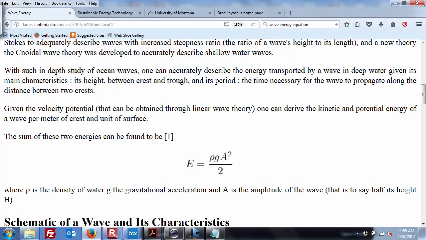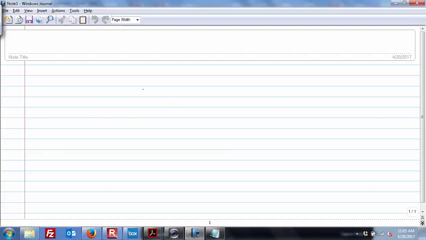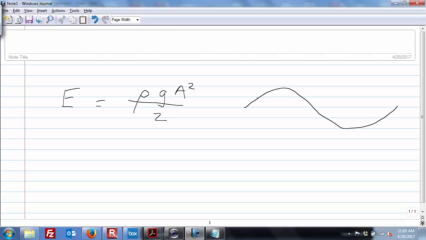So E equals rho g a squared by 2. Rho, that's the density of water. G, that's the gravitational acceleration. A squared by 2. And if I just draw a wave here, here's the peak, here's the trough. So this is one wavelength, and we can go from neutral to neutral. You could also imagine continuing this up and drawing it peak to peak.